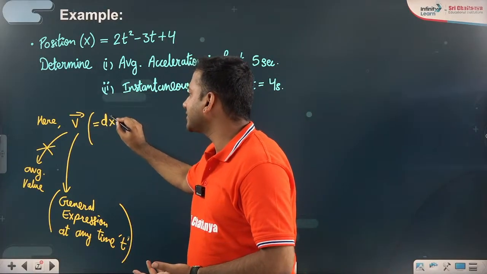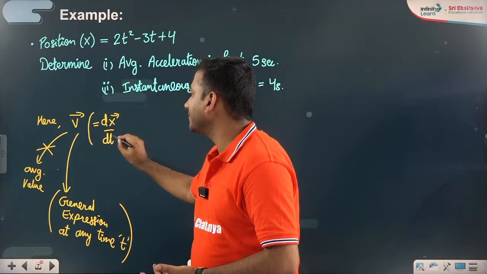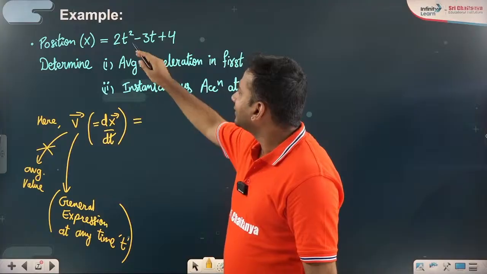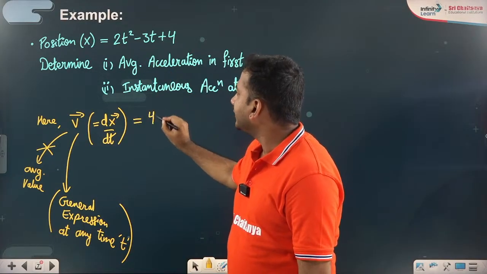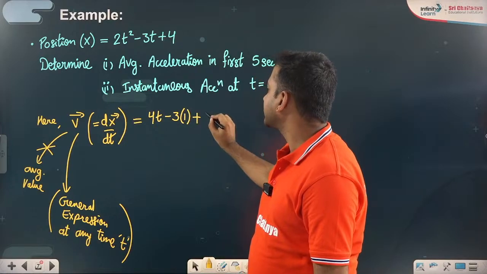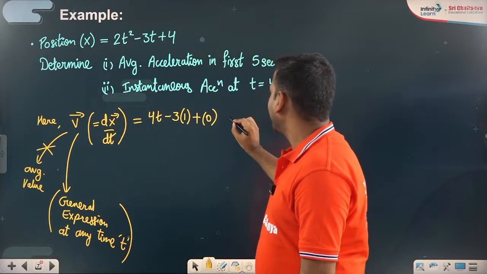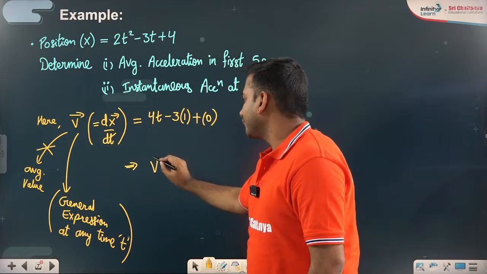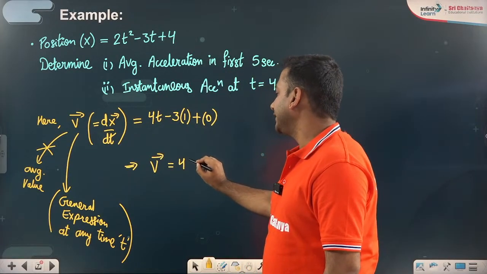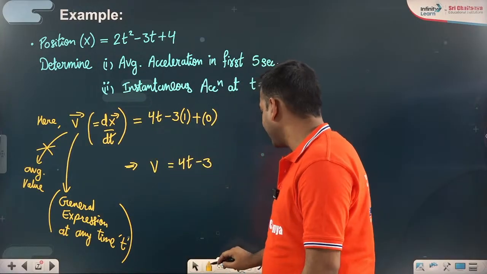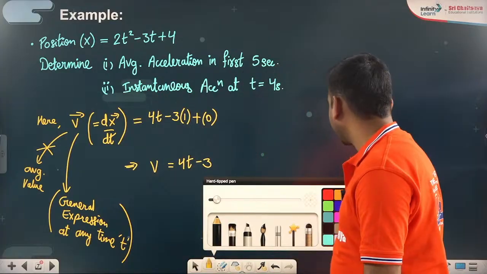So we will write it as dx vector by dt. So we can easily differentiate that. So that will be equal to 4t minus 3 into 1 plus 0. So that is nothing but 4t minus 3. This implies what we got is v vector is equal to 4t minus 3. All right. This is the expression for v, what we have got.